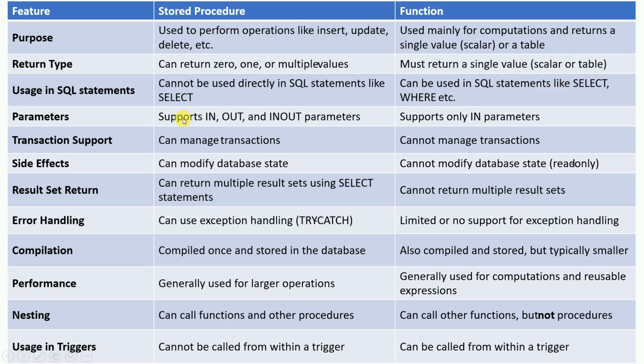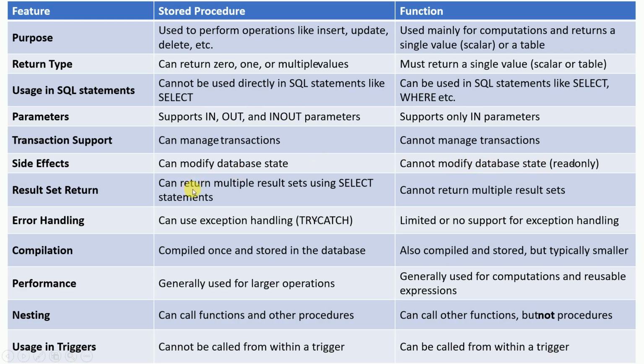The stored procedure supports input, output, and in-out parameters, whereas functions only support input parameters. The stored procedure can manage transactions, whereas functions cannot manage transactions. The next difference is stored procedure can modify the database state, whereas the function cannot modify the database state as they have the read-only access.